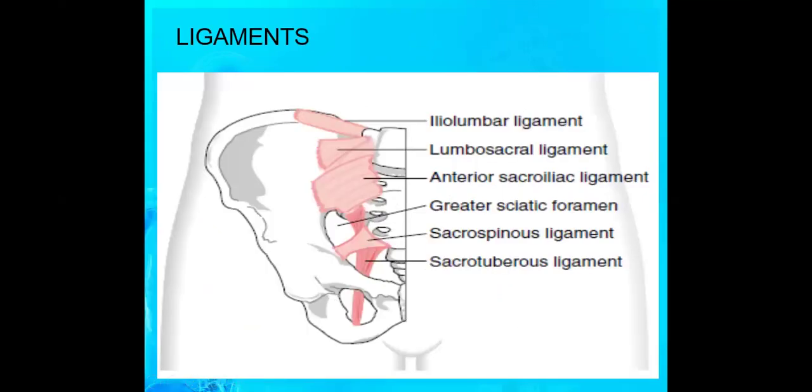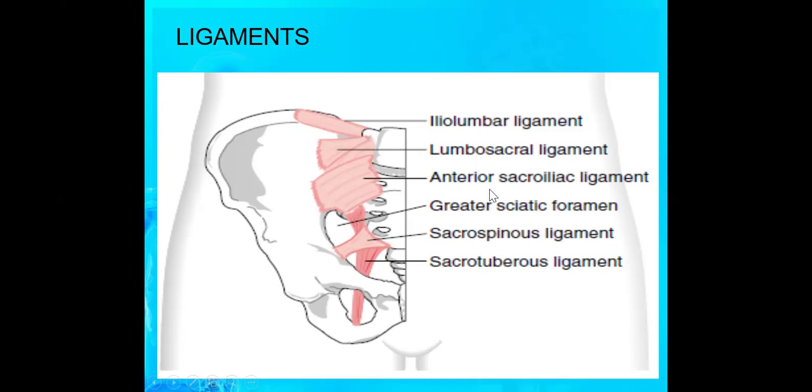The ligaments: in the anterior view of the sacroiliac ligaments, there are the sacrospinous ligament and the sacrotuberous ligament. These two ligaments are very important. The sacrospinous ligament is shorter compared to the sacrotuberous ligament. Why is it known as the sacrospinous ligament? Because it runs from the sacrum to the ischial spine. On the other hand, the sacrotuberous ligament runs from the sacrum to the ischial tuberosity. That's why these two ligaments are known as the sacrospinous and the sacrotuberous ligament.